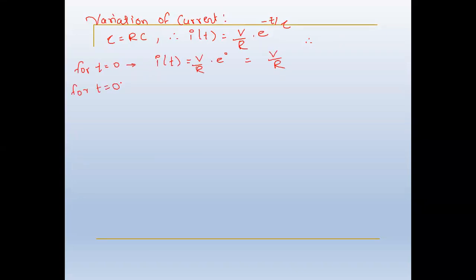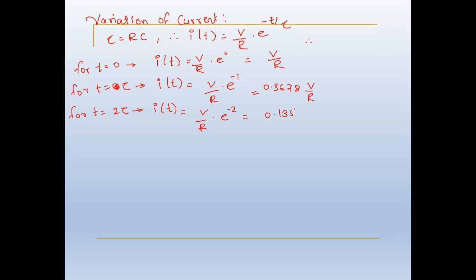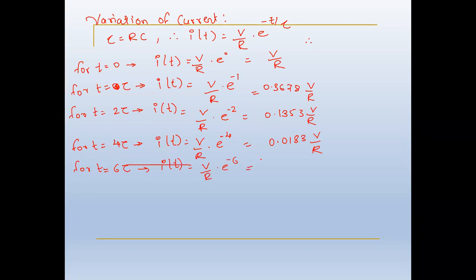Next, for t is equal to tau, I of t is equal to V by R into e raised to minus 1, which is nothing but 0.3678 V by R. Next, for t is equal to 2 tau, I of t is equal to V by R into e raised to minus 2, which is 0.1353 V by R. For t is equal to 4 tau, I of t is V by R into e raised to minus 4, which is 0.0183 V by R. Last, for t is equal to 6 tau, I of t will be V by R into e raised to minus 6, which is 0.0024 V by R.